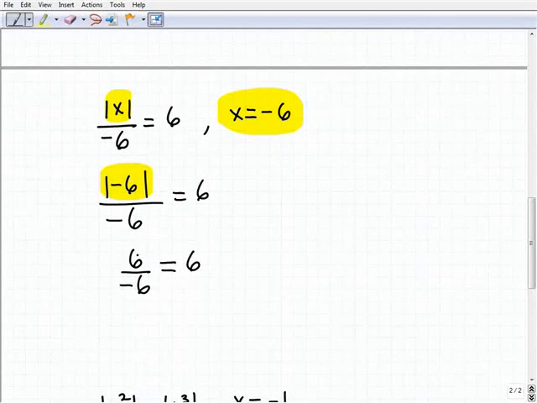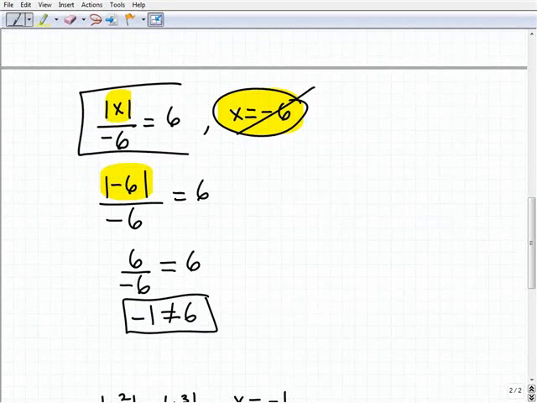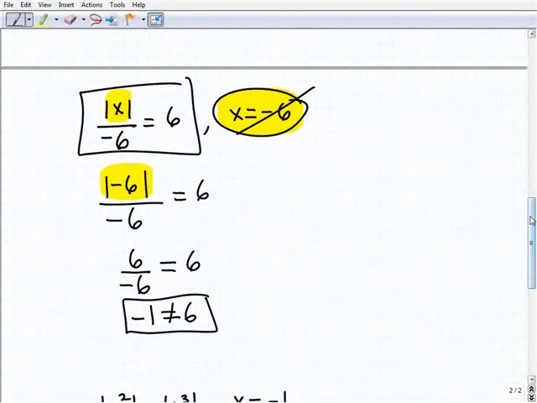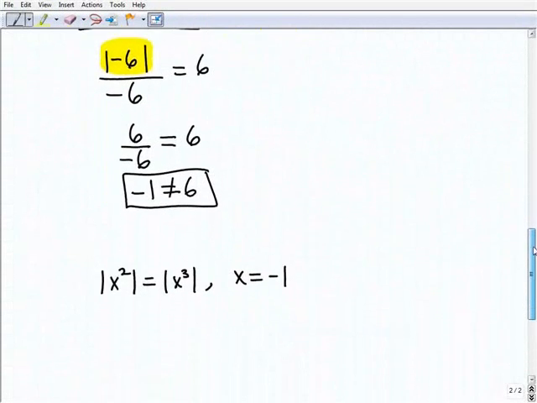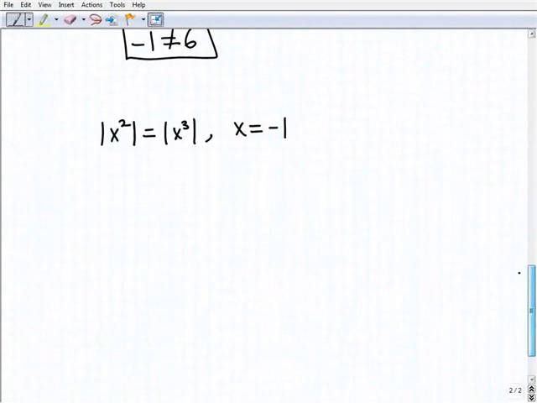Okay, so a positive 6 divided by negative 6 is negative 1. Okay, and negative 1 does not equal a positive 6. This didn't turn out to be a situation where the left-hand side equals the right-hand side, so therefore x equals -6 is not a solution to this equation. Okay, so now let's go ahead and finish up with this last problem.